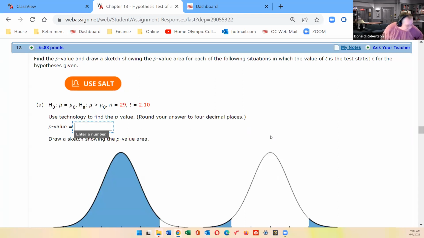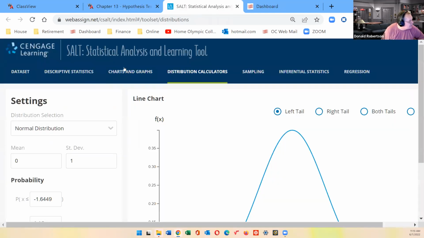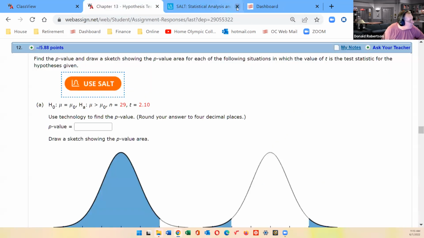So we're going to use SALT in a slightly different way. I better write these numbers down because sometimes when you hit it, the guy underneath disappears. So 29 was the sample size and the t-value is 2.1. So let's see how that works. Click on that. Oh, cool.